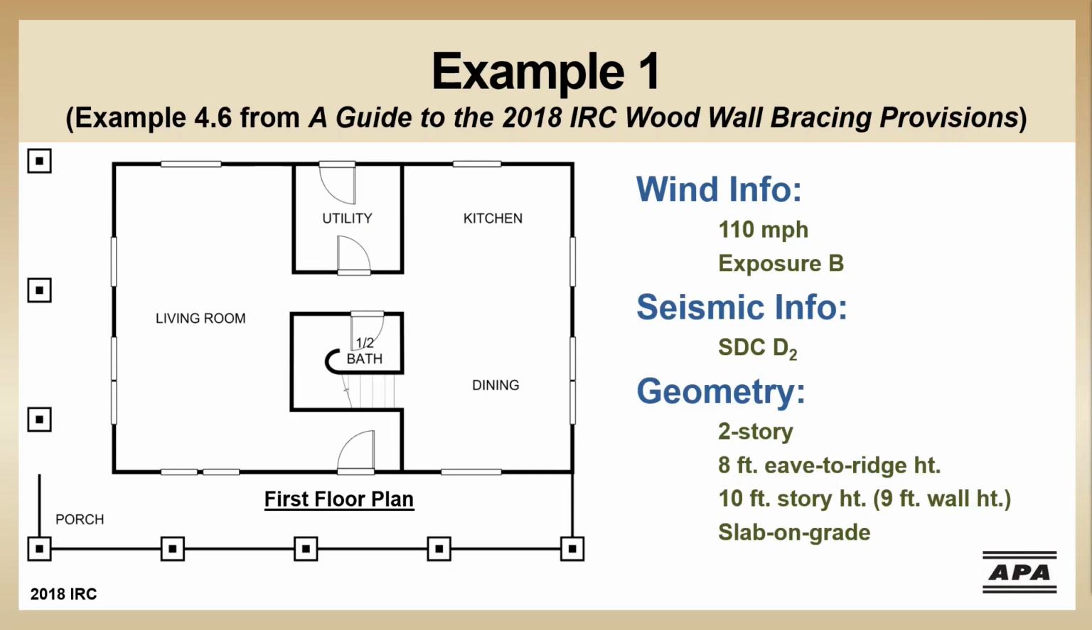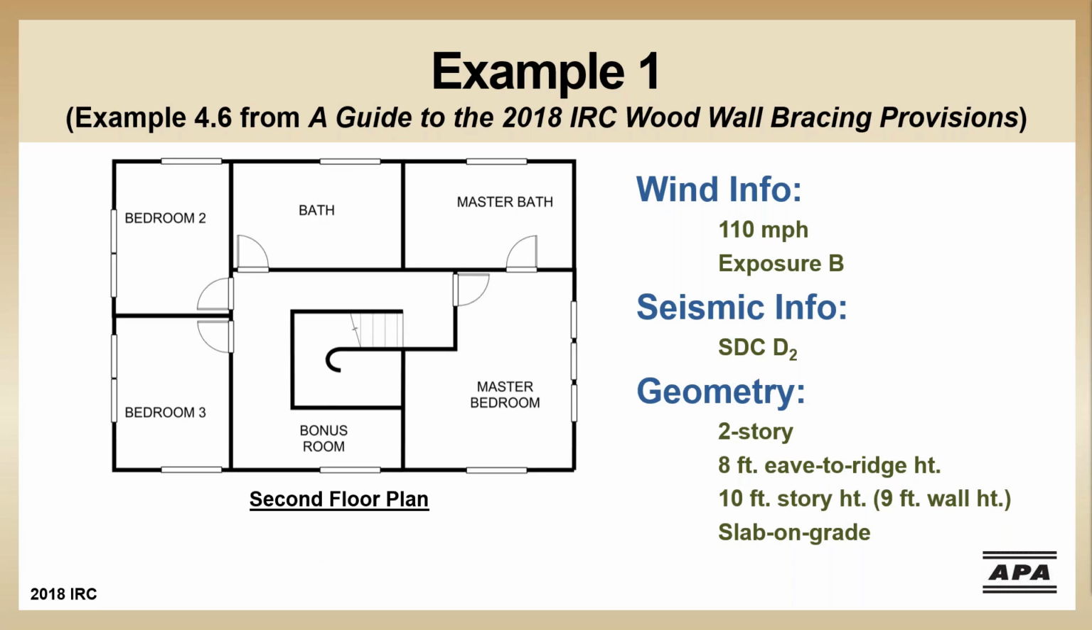So this is example 4.6 from a guide to the 2018 IRC wood wall bracing provisions. It's a pretty basic two-story home. This is the first floor, and you can see the second floor here. It's got some really large bathrooms. And this is located in seismic design category D2 with a wind exposure B.